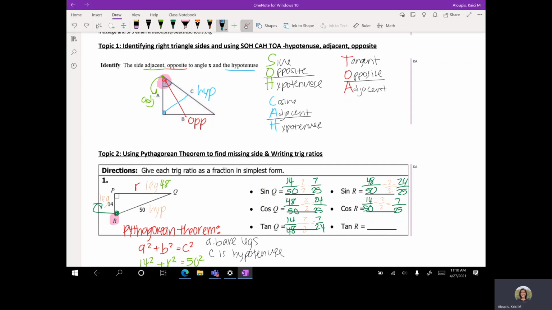Last bit is the tangent of R. Tangent is opposite side over the adjacent side. Tangent is opposite over adjacent, TOA. So the side opposite of angle R was the 48, right? So I'm going to write 48 on the numerator, and then the side adjacent to angle R was 14. I'm going to divide by 2.